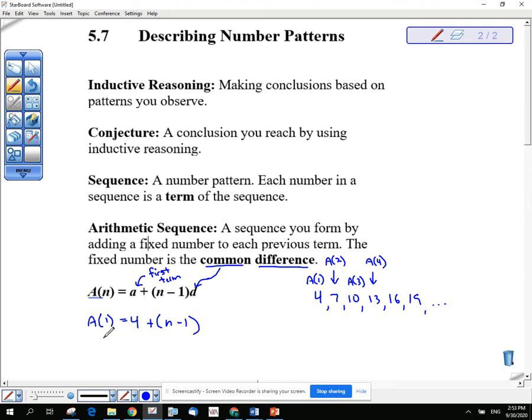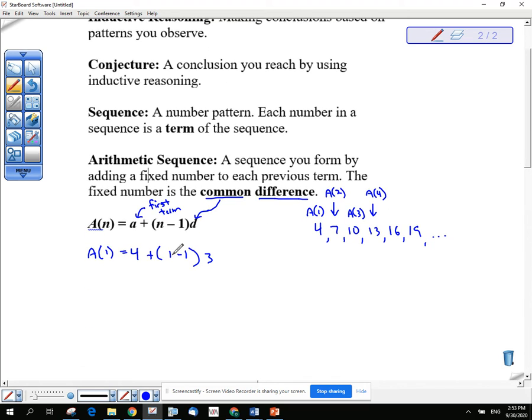Excuse me, the n is itself this number though, right? You see a of n, and then we made this 1. So really that should be 1 minus 1 times the common difference 3. And what does that give? Well, 1 minus 1 is 0, times 3 is 0, plus 4 would be 4. So a of 1 is equal to 4.